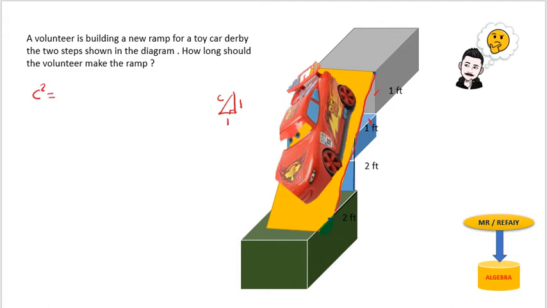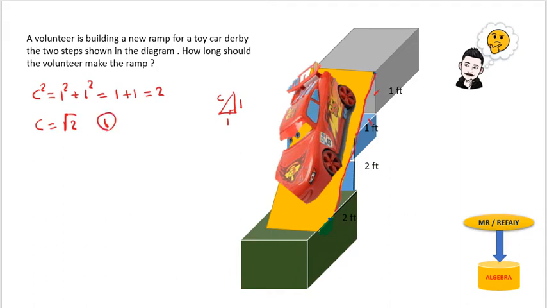So C squared equals 1 to the power 2 plus 1 to the power 2, which equals 1 plus 1, which equals 2. So C equals root 2. This is number 1, the first hypotenuse.